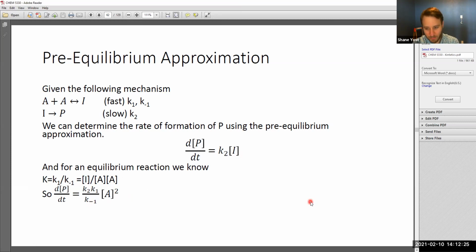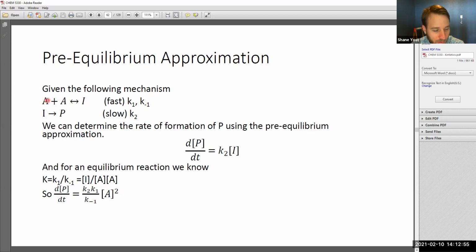Questions about the pre-equilibrium approximation? I have one question. I have seen in many of these equilibrium equations that in the fast step we have two Ks, K1 and, in this case, K minus 1. Why do we have two? Yes, so the question is, why are there two Ks in this first step?